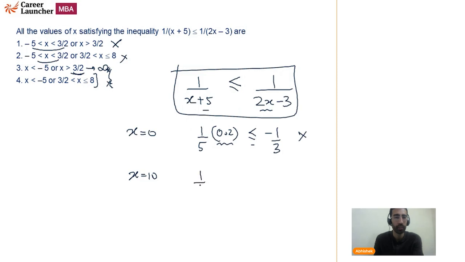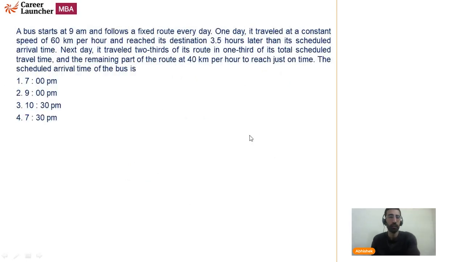Left hand side is 1 upon 15. Right hand side is 1 upon 20 minus 3, 1 upon 17. How can 1 by 15 be less than 1 by 17? When the denominator is smaller, the value overall is bigger. So left hand side is greater than right hand side, and therefore, x equal to 10 also does not work. So option 3 does not work because this includes x equal to 10. Option 4 doesn't, so it must be the right answer. Great. Let's move on to the next question.